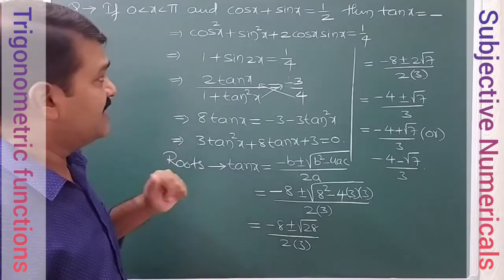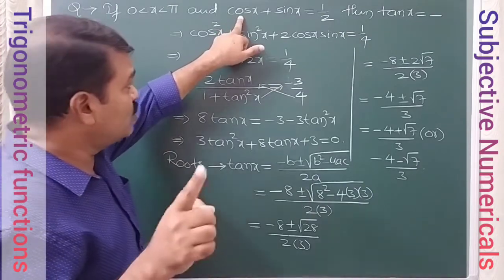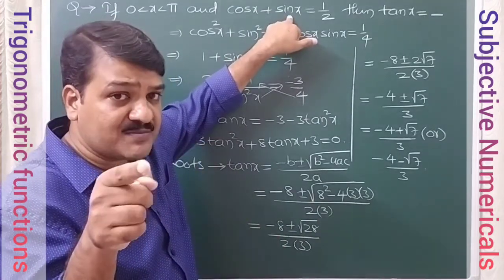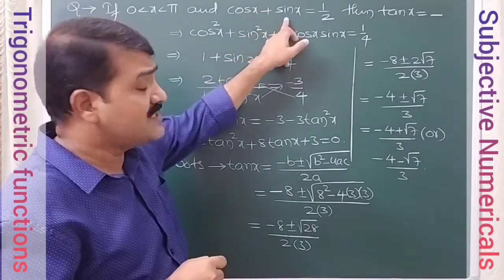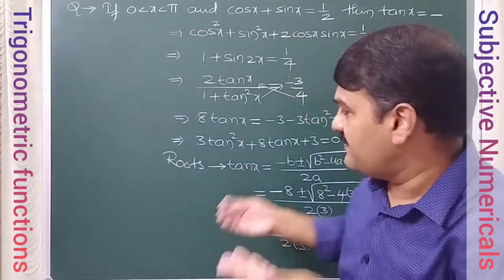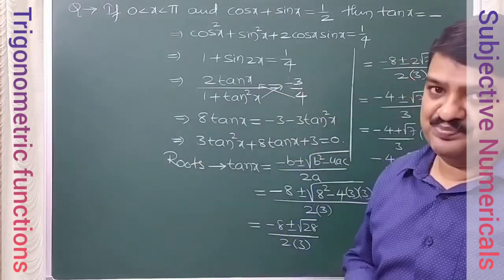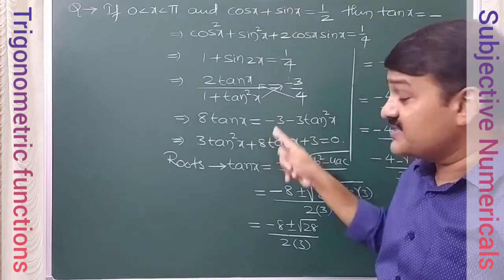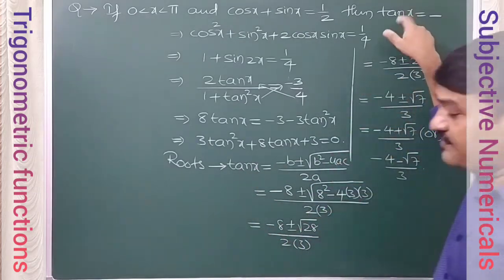Second method. In the second method, write cos x as (1 minus tan square x by 2) by (1 plus tan square x by 2), and write sin x as (2 tan x by 2) by (1 plus tan square x by 2). That is, we will write both the formulas in terms of tan x by 2. We will simplify, and like this we will get a quadratic equation in terms of tan x by 2. On simplification, you will get tan x by 2.